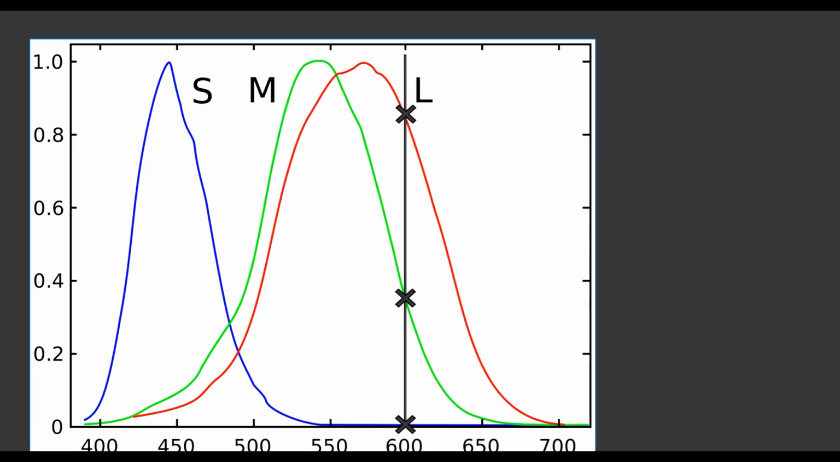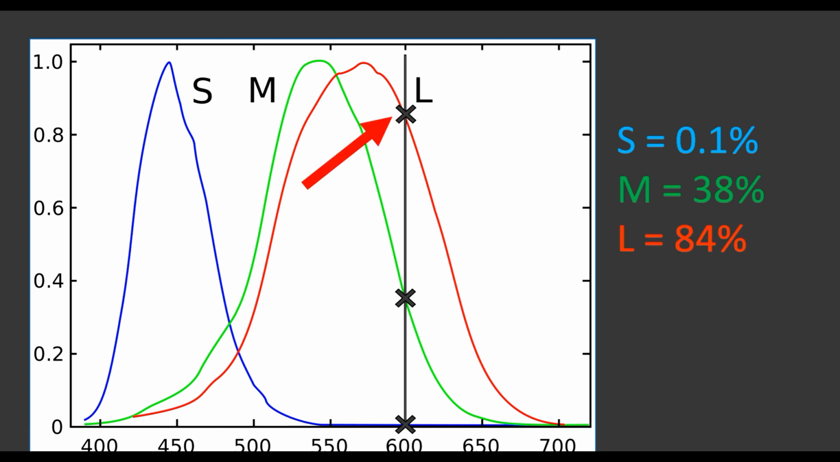So let's take another look at the diagram showing response curves of our cones. These response curves are normalized. We can see how much our 600 nanometer wavelength stimulates each type. Short wavelength sensitive cones are barely stimulated, giving us a response of 1/1000th on a normalized scale, which is 1/10%. Medium wavelength sensitive cones are giving us 38%, and long wavelength sensitive cones responding with 84%. When our brain looks at these numbers, it generates the perception of yellow-orange.